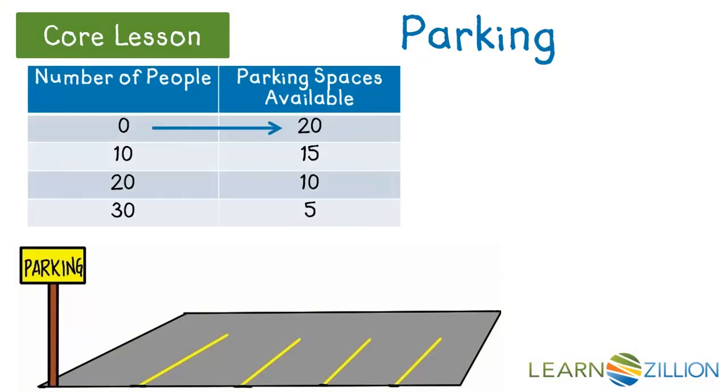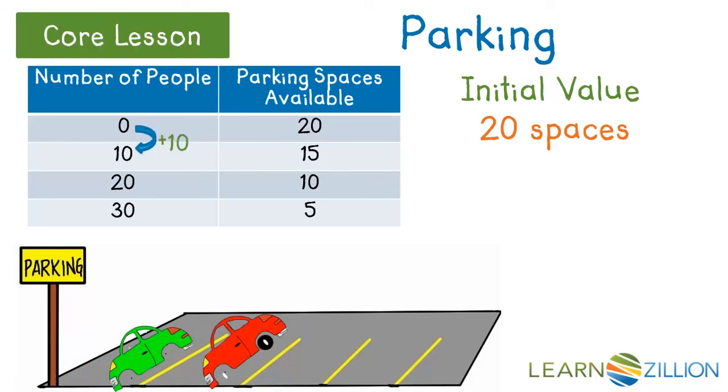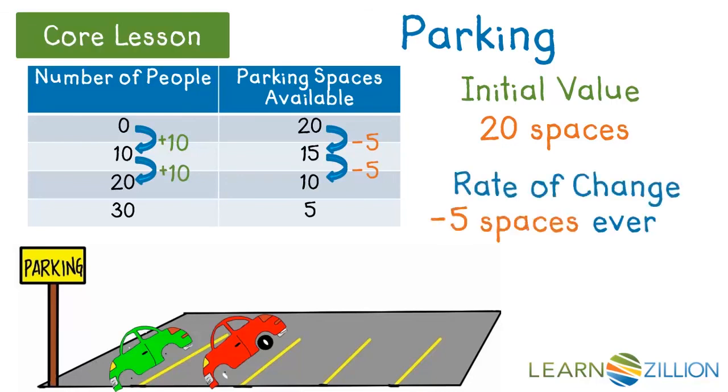Initially, there were 20 parking spaces available, but the more people that came, the less parking will be available. Notice how the input, number of people, increases, and the output, the parking spaces available, decreases. They go in opposite directions, so this is a negative rate of change. The rate of change is negative 5 spaces every 10 people.